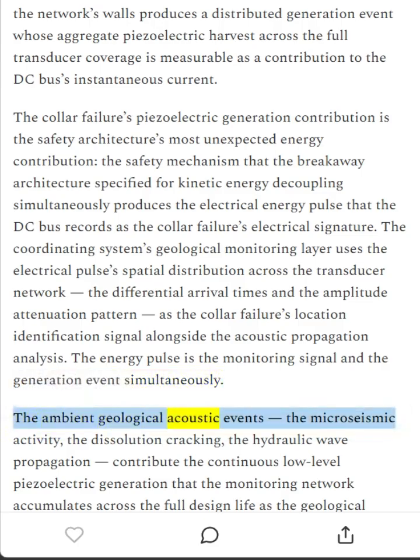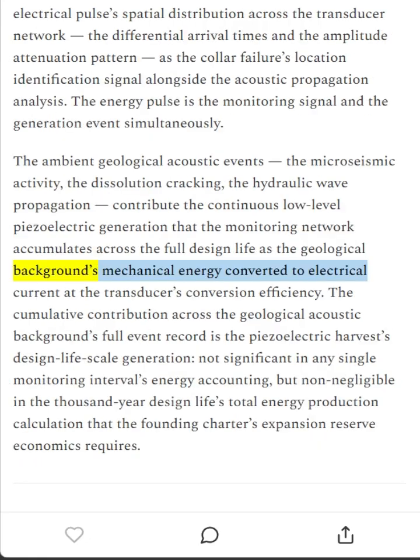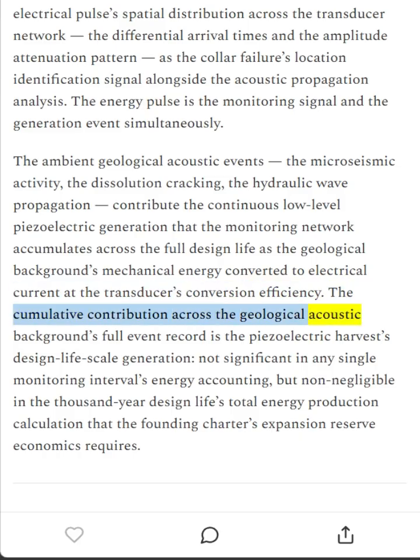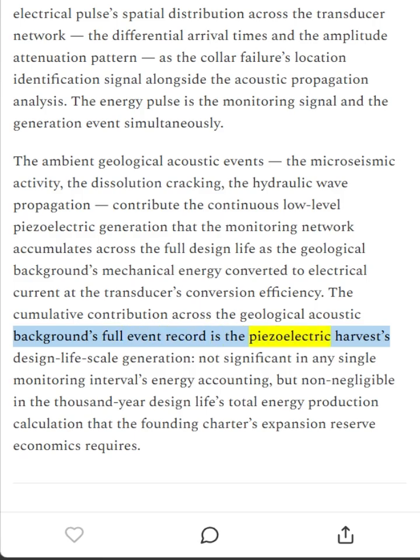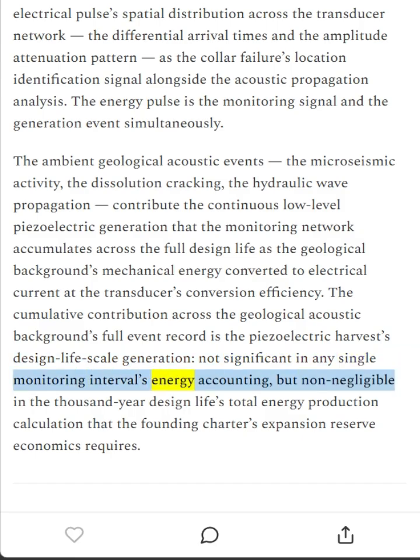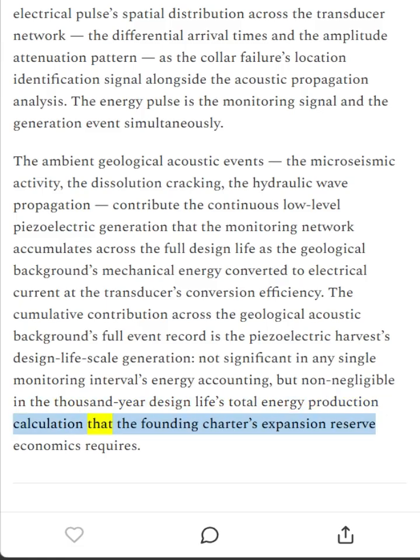The ambient geological acoustic events, the microseismic activity, the dissolution cracking, the hydraulic wave propagation, contribute the continuous low-level piezoelectric generation that the monitoring network accumulates across the full design life as the geological background's mechanical energy converted to electrical current at the transducer's conversion efficiency. The cumulative contribution across the geological acoustic background's full event record is the piezoelectric harvest's design life scale generation, not significant in any single monitoring interval's energy accounting, but non-negligible in the 1,000-year design life's total energy production calculation that the founding charter's expansion reserve economics requires.